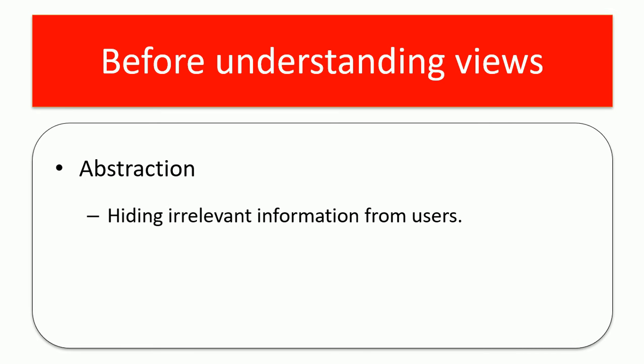So before jumping into the topic called views, we must know a term called abstraction. So what do you mean by an abstraction? As an end user, this end user is supposed to view few information and is not supposed to view few information. So that is quite natural. Simply hiding the irrelevant information or confidential information from the end user is called an abstraction.